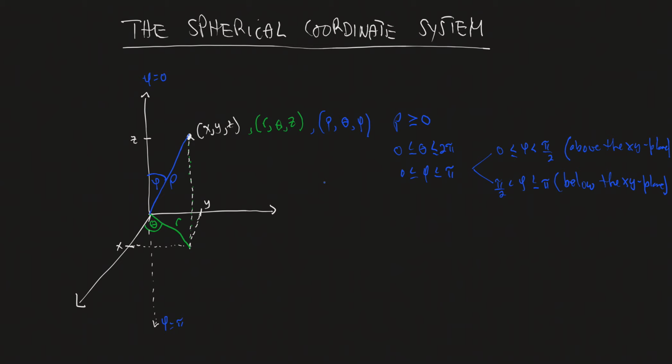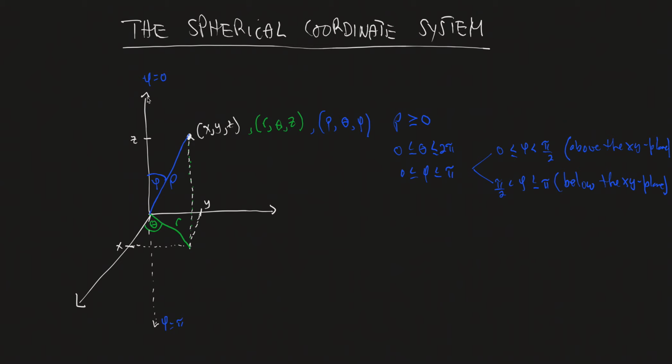Now, we know relationships between x, y, z and r, theta, z. It would be nice to get relationships between x, y, z and rho, theta, phi. So let's do just a little bit of geometry here.